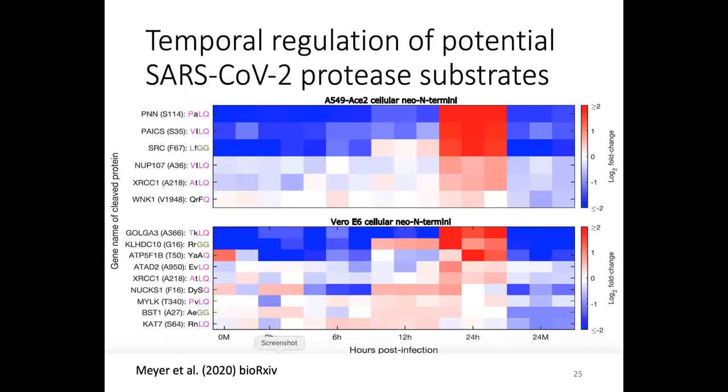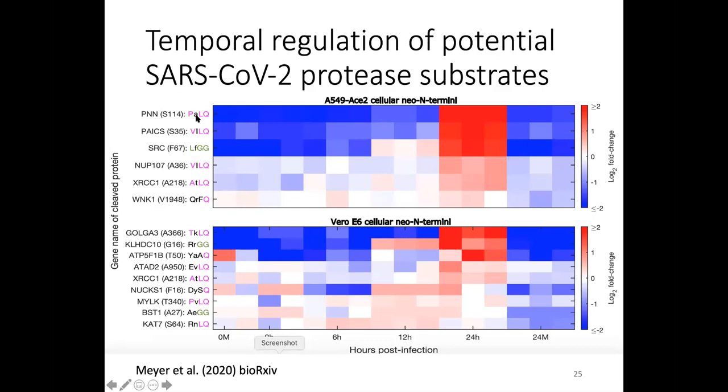If we looked at neo-N-termini, which matched or showed close match to these substrates, we find significant temporal regulation of about 15 proteins. These include kinases such as SRC, WNK, and myosin light chain kinase, as well as a number of other proteins. And these are both cleaved by the main protease, that would be these substrates shown in purple, and by the papain-like protease, so substrates shown in green.